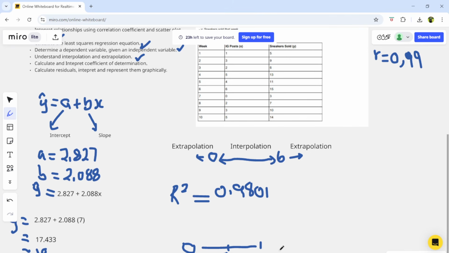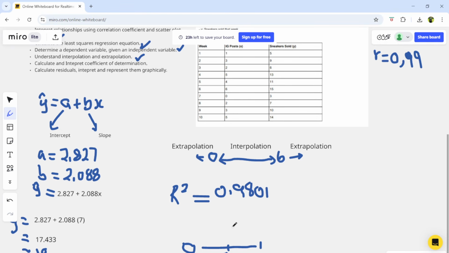So it tells you about the fitting of the data. If it is 1, it fits the data perfectly. If it's more than 0.5, closer to 1, it fits the data well. If it is less than 0.5, it does not fit the data well. And if it's 0, it does not fit the data at all. So that is how you calculate and how you interpret the coefficient of determination.